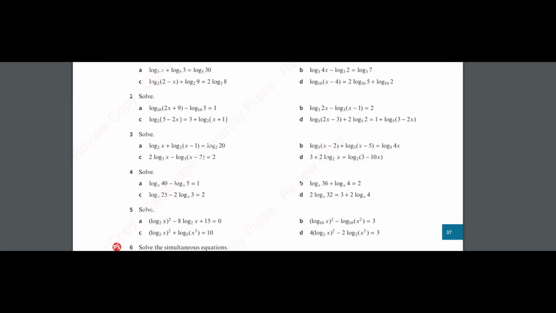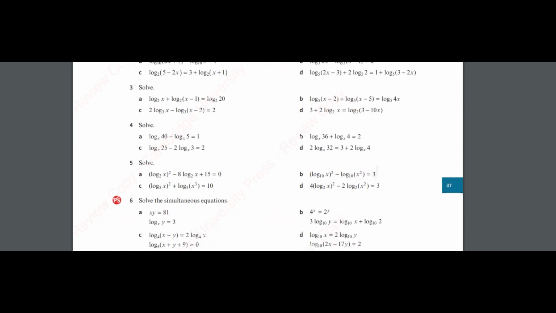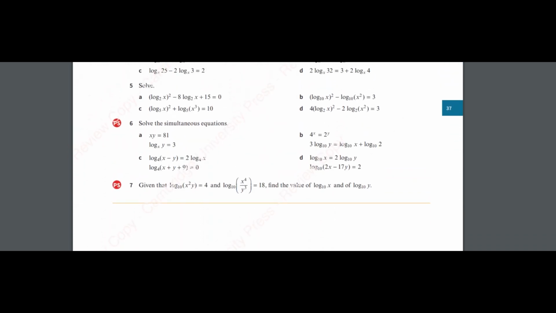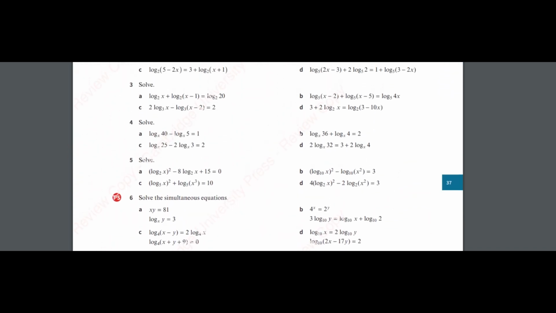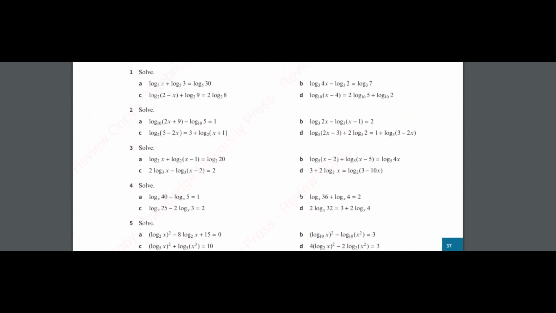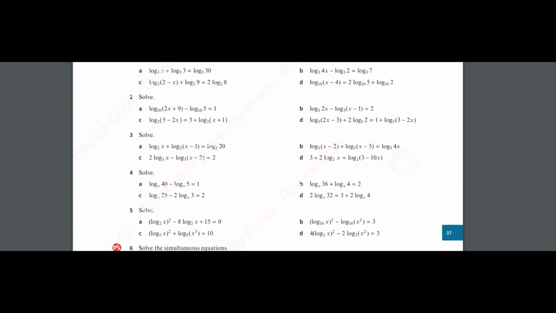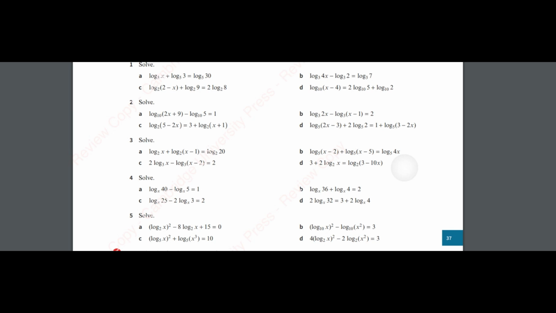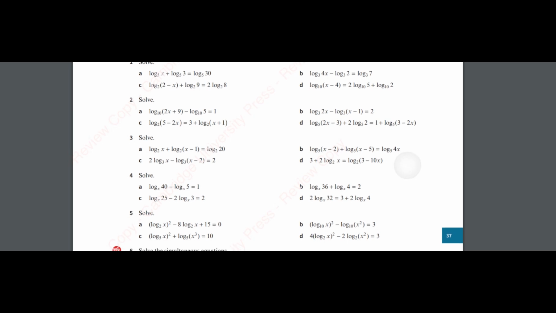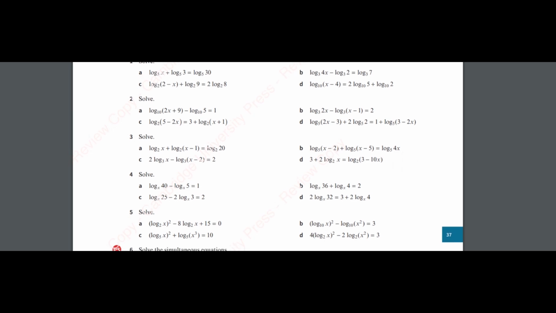Okay, let's quickly check the answers to those questions. Here are the questions I gave under the topic solving logarithmic equations, and I asked you to practice this. I gave you just 7 questions. If you have not solved these questions, please pause the video and try them out. When you're ready to see the answers, play.